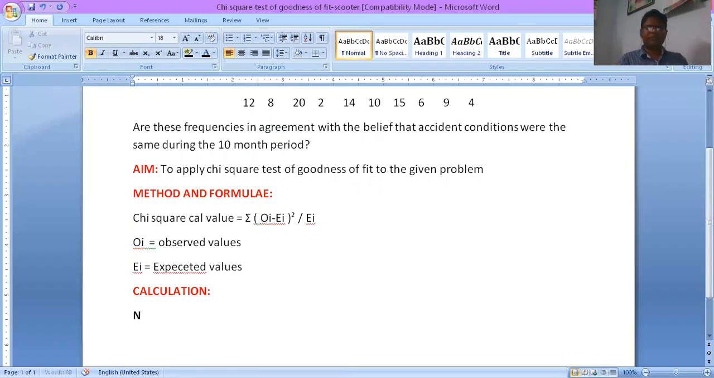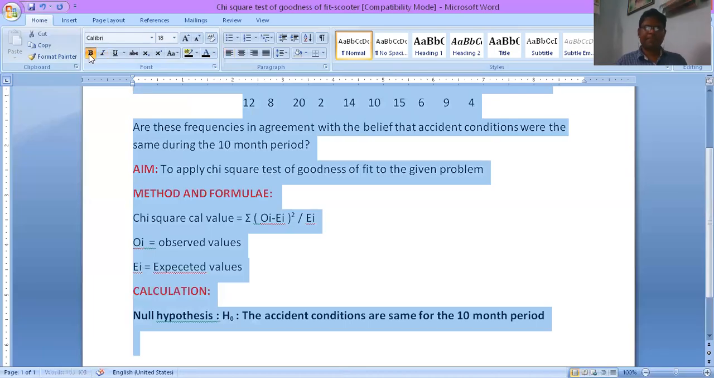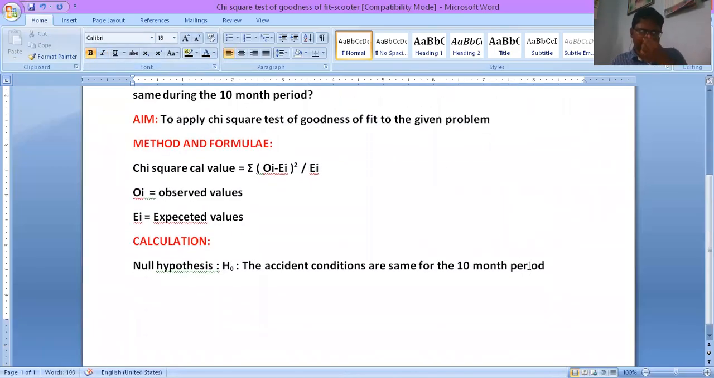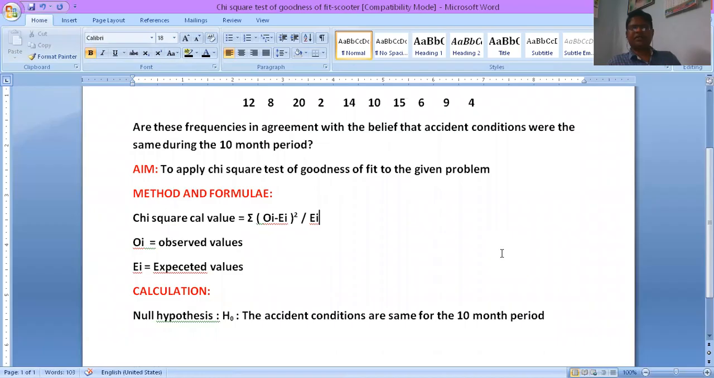The first step here is we have to write the null hypothesis, usually indicated with H naught, H0. So what is H naught here? The accident conditions are the same for the 10-month period. So we are accepting that the accident conditions are the same for the first month, second, third, fourth, fifth, sixth, seventh, eighth, ninth, tenth month.